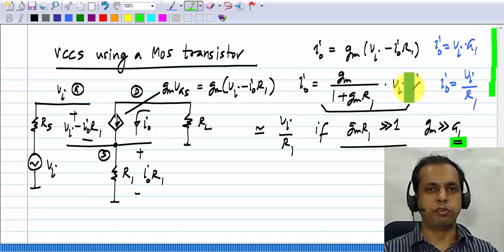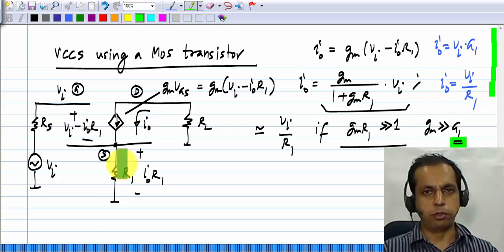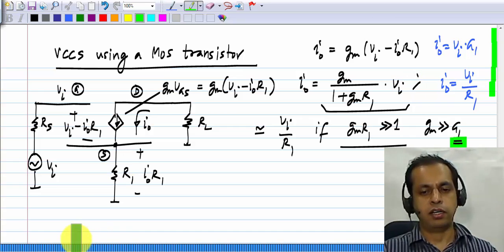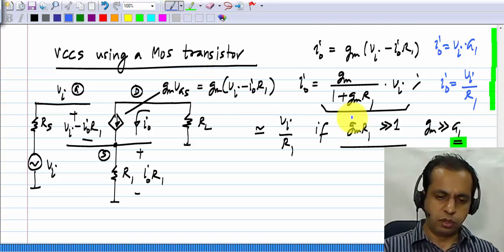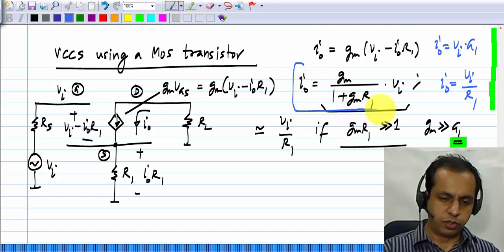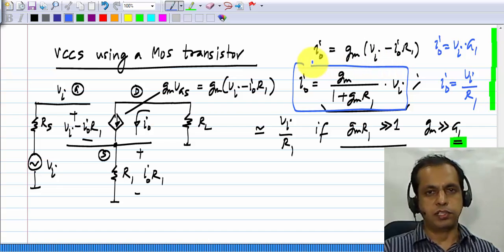Those of you who are familiar with control systems know that if the loop gain is much more than 1, then the negative feedback behaves in an ideal way. So this Gm contributes to loop gain in the circuit, and if that is much greater than something, let's say G1, then you will have nearly ideal behavior. So now we have our circuit and we have also analyzed it.